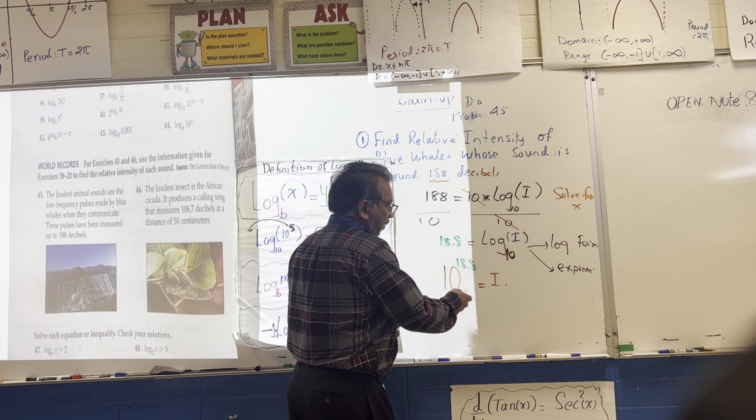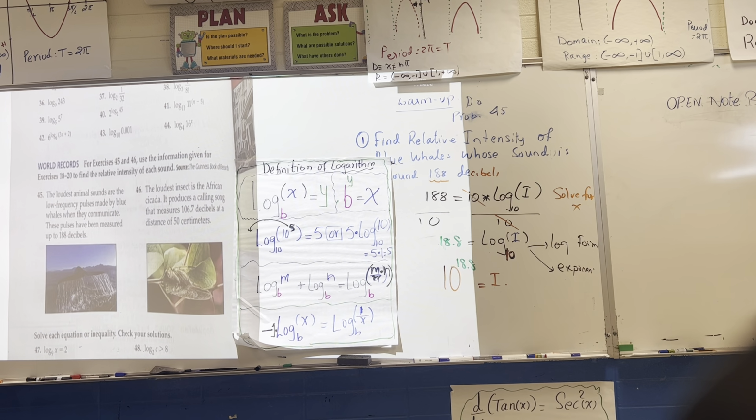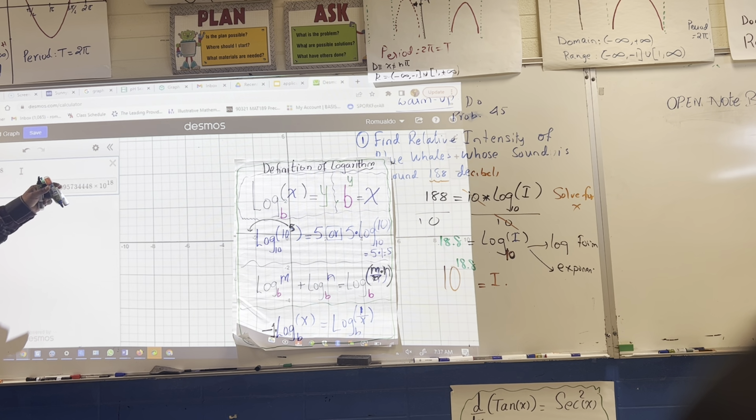What I want to do quickly, you don't have to do it on yours, is show you in Desmos what this number is. I'll put 10 raised to the power 18.8. Can you see that? It is 6 point something times 10 raised to 18. Remember, quintillion is 10 raised to 18, quadrillion is 10 raised to 15, trillion is 10 raised to 12, billion is 10 raised to 9, million is 10 raised to 6. So that's quite a big intensity of the blue whales in the ocean.